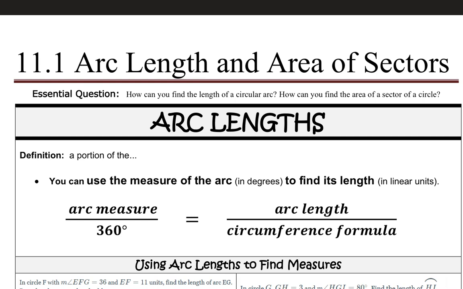Okay, welcome back, kiddos. Now we are moving on to unit number 11. We're going to talk about arc length and area of sectors.